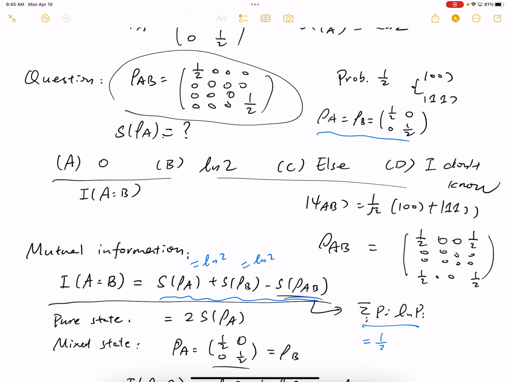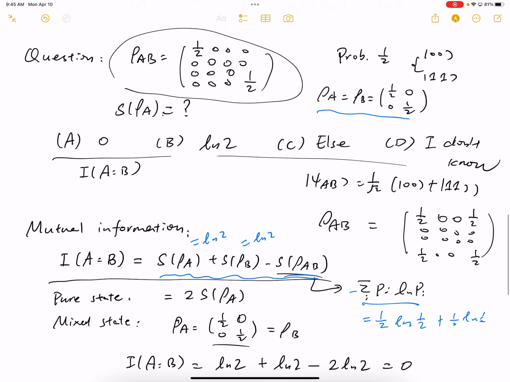So you get a negative sign there, 1/2 of log 1/2 plus 1/2 of log 1/2. If you do the calculation, it becomes log 2, with a negative sign in front of the log 1/2. So it's again log 2. The entropy of the whole matrix is actually log 2. So you get log 2 plus log 2 minus log 2. So the correct answer is actually log 2.